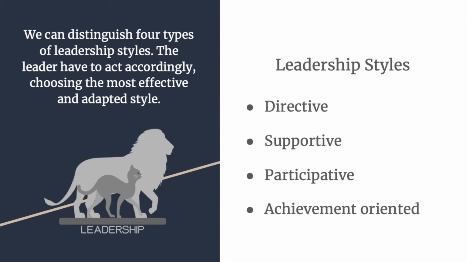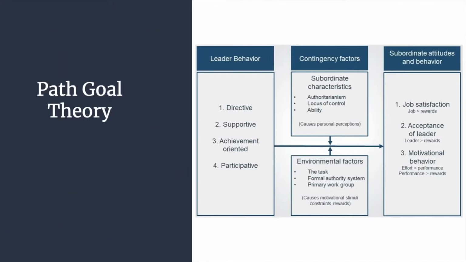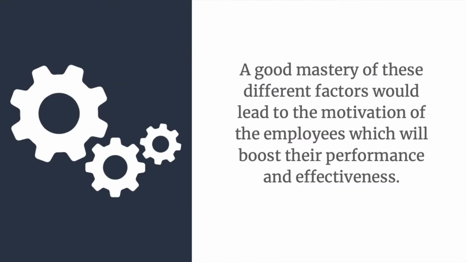Achievement-oriented style: in order to motivate the employees, the leader is constantly challenging them so that employees may reach their full potential. This style works well in high-achieving environments. As you can see from this graph, the environmental and employee characteristics combined with the leadership styles affect the motivation of employees and their perception of the task and authority.